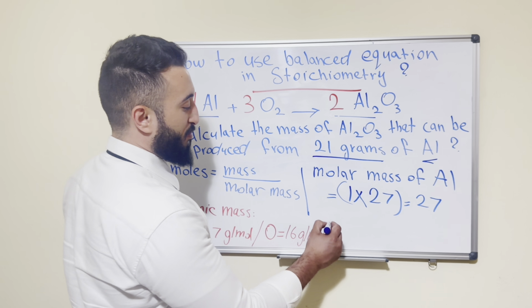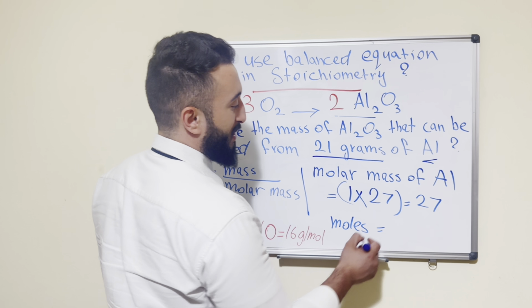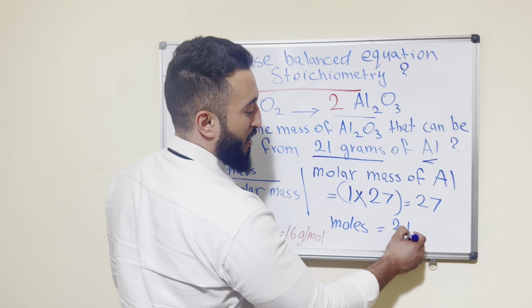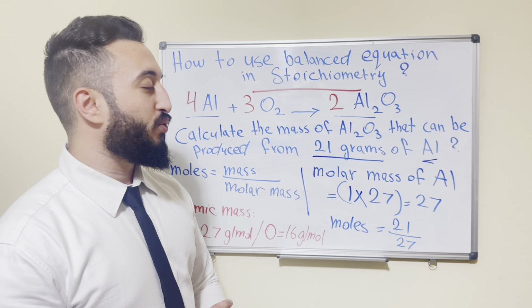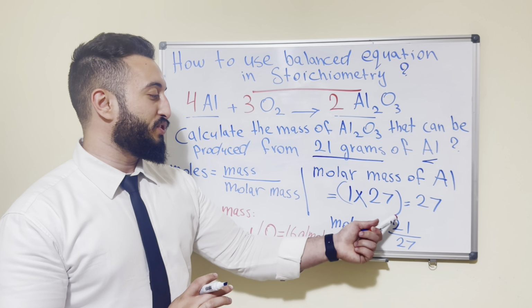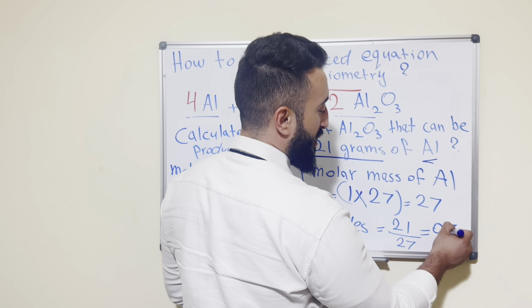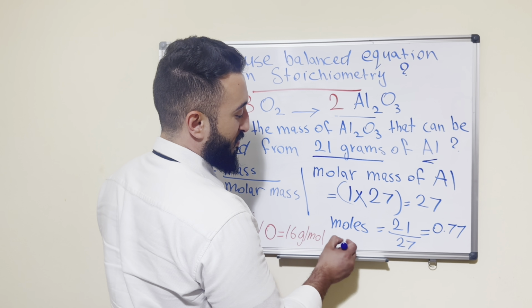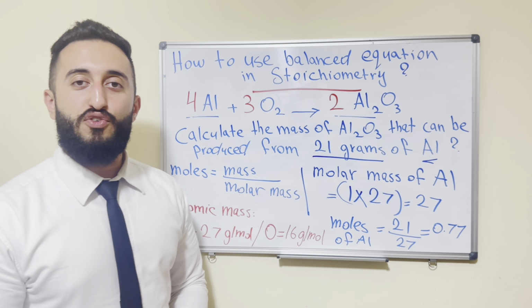Right, what about the moles? The moles of aluminum equal what? 21 grams, which is the mass, over 27 grams per mole, which is the molar mass. So 21 over 27 will equal 0.77, and this is the moles of aluminum.